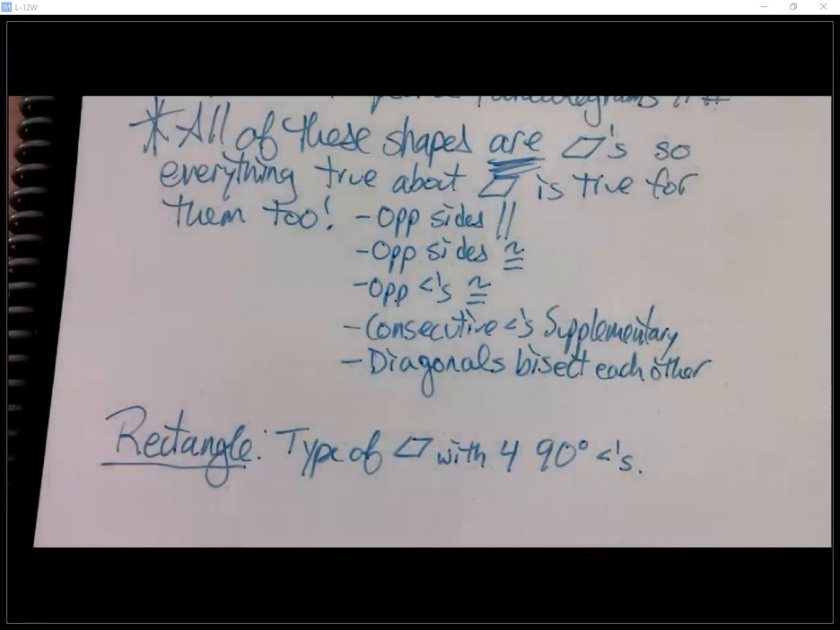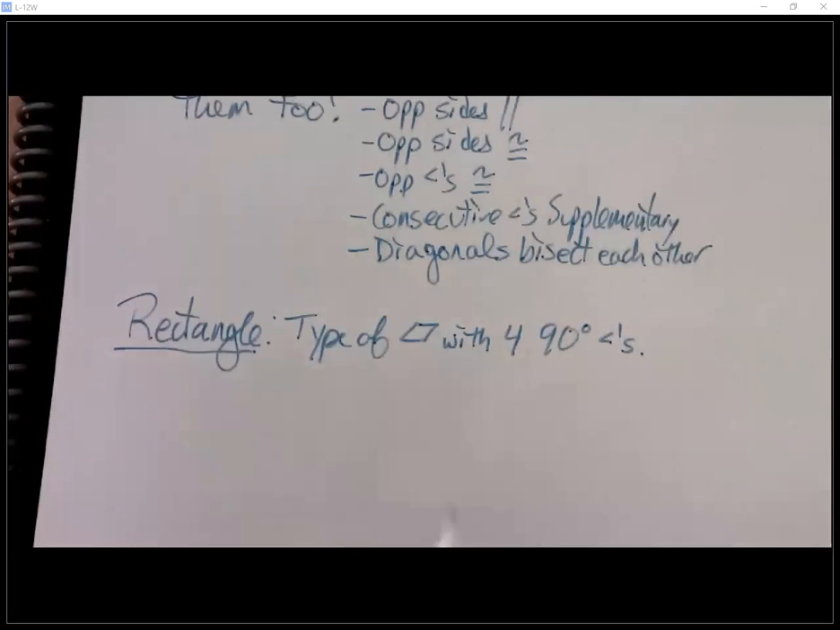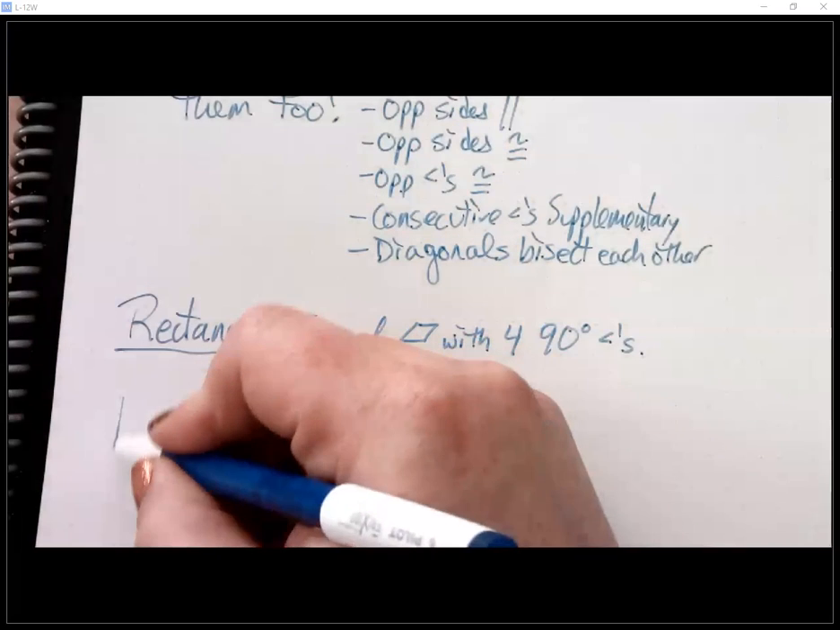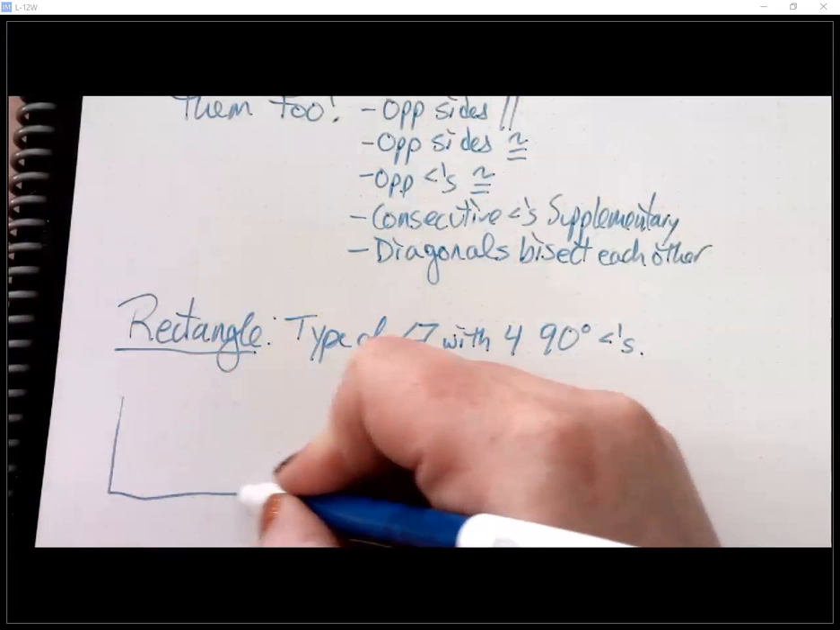Both will have diagonals that bisect each other. That will always be true. That works for any parallelogram. Carson? Wait, okay. Anybody have a guess about the diagonals in a rectangle? I'm going to draw it.